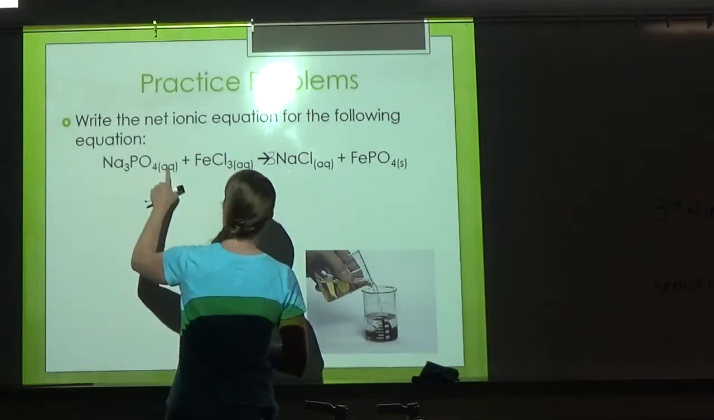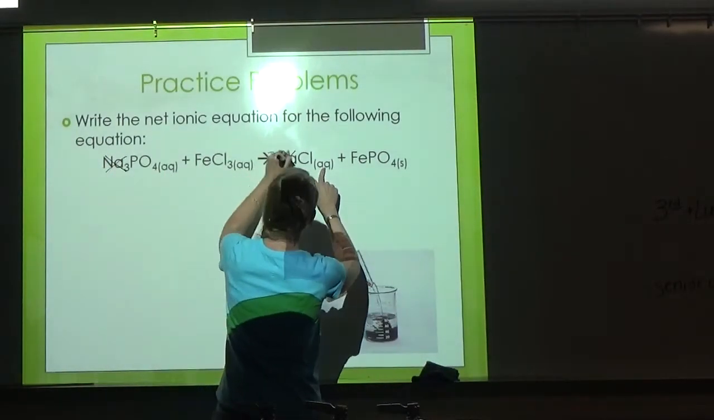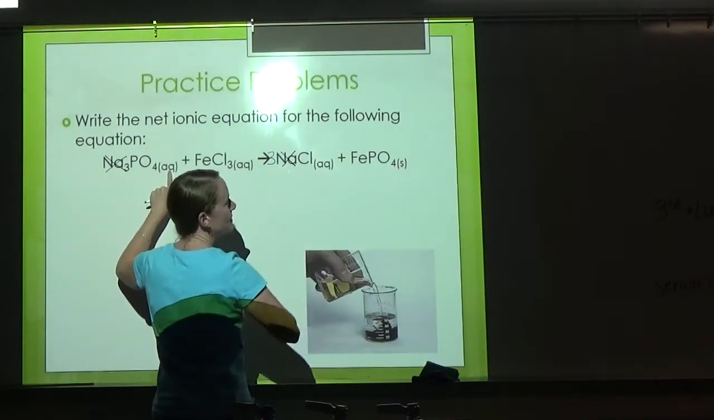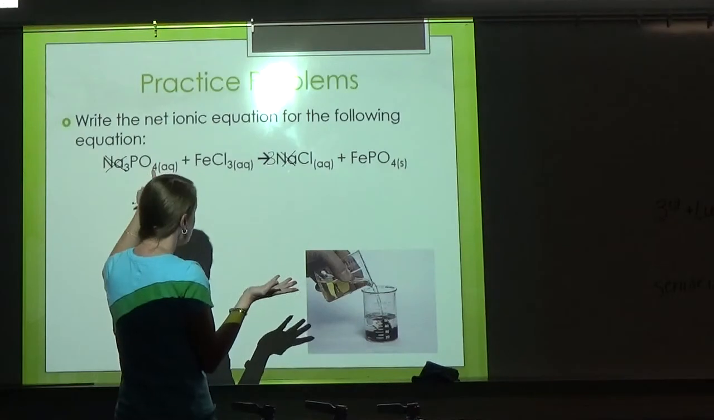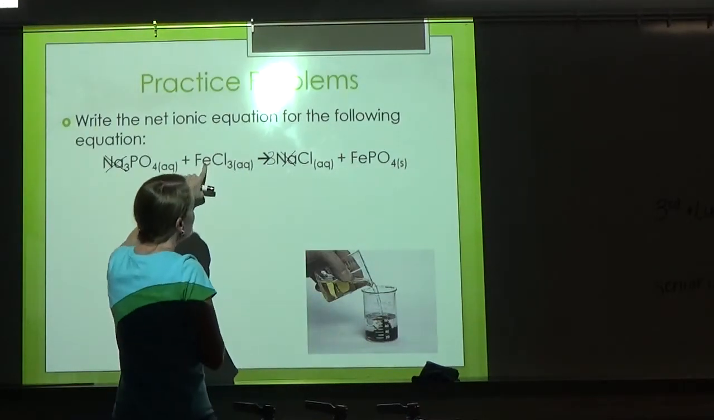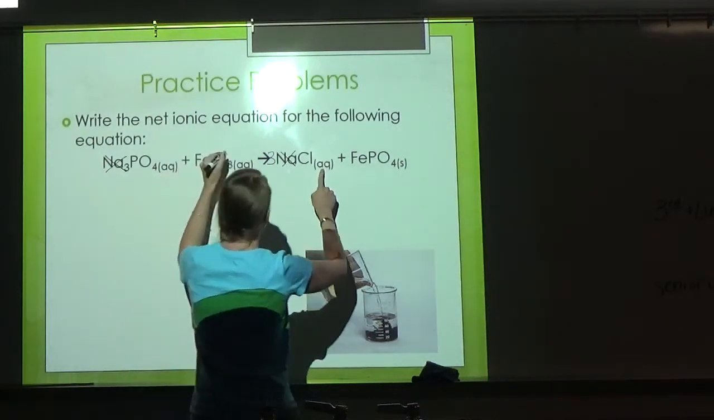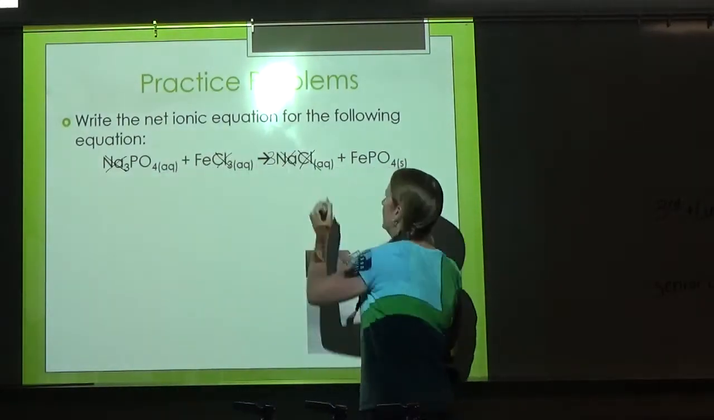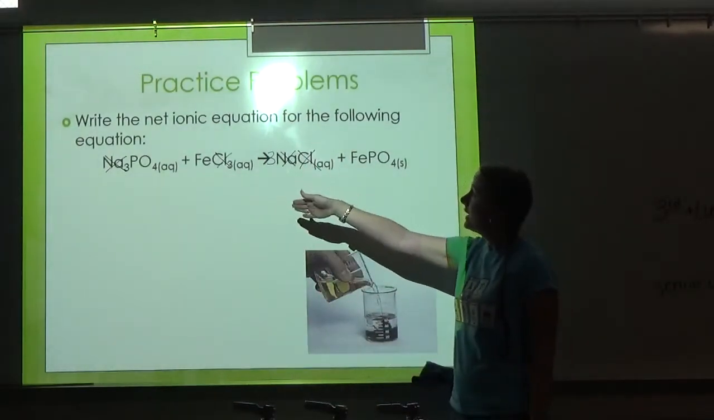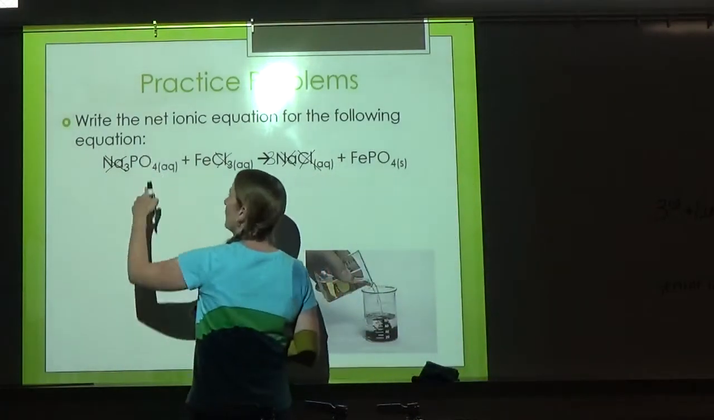So Na was aqueous, it is still aqueous, so I can get rid of Na. PO4 was aqueous, but now it's formed a precipitate, so it's a solid, so it did something. Fe was aqueous, but now it has formed a solid, so it did something. Cl was aqueous, and it is still aqueous, so I can get rid of Cl. So all I'm interested in is the phosphate, the iron, and the iron 3 phosphate. So I just pull down what I have left.